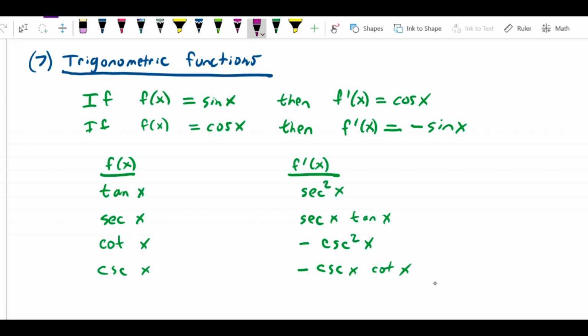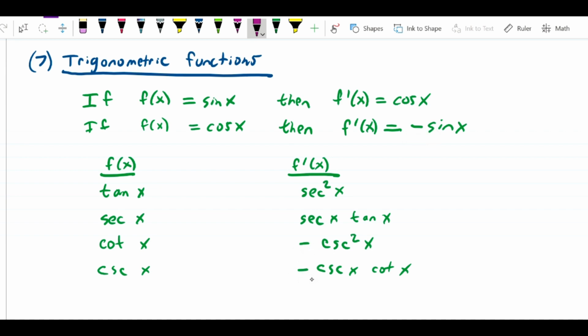Now, the truth is, you really do need to commit these all to memory, but there are a couple of things that can help you do that. First of all, the sine and cosine rules are kind of easy to remember. The second thing is that if you look at the 3 cofunctions, cosine, cotangent, and cosecant, these are the 3 functions whose derivative begins with a minus sign.